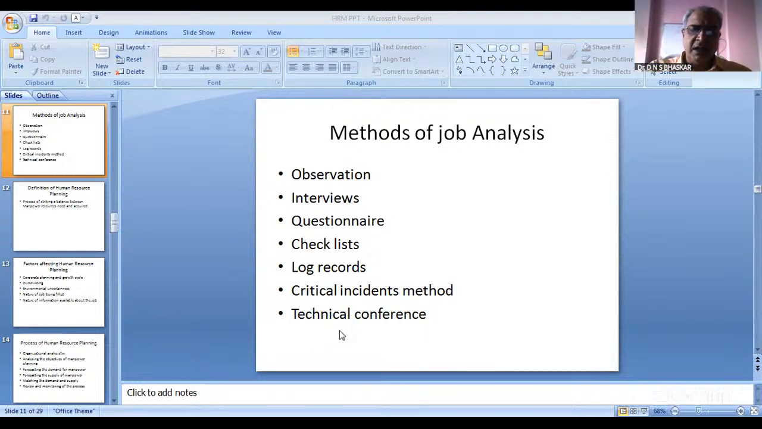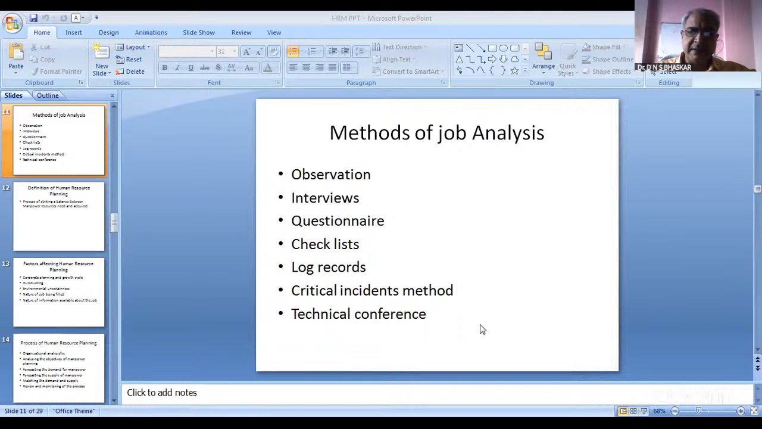Then coming to the log records. Log records are another important way of understanding the job requirements. Every time an employee is performing the job, he will write in the logbook what type of activities he is carrying out. For example, in the case of a finance manager or works manager, when they enter the log record, you will identify the sequence of the job that they are performing. And next one is the critical incidents method.